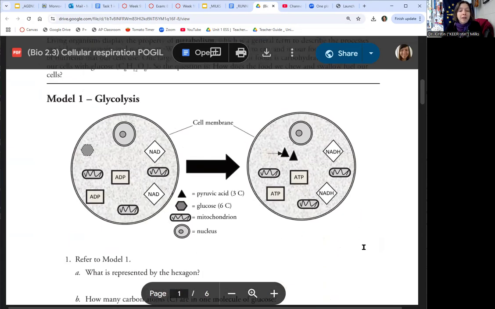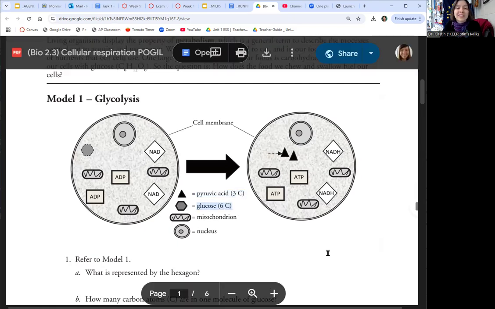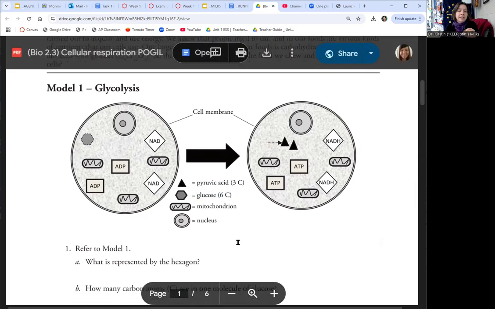So here is a model of glycolysis. And you'll see there are lots of different shapes here, lots of different arrows here. I wanted to show you that this molecule has 3 carbons. That's what it means by 3C. And in this case, glucose has 6 carbons. That's what it means by 6C. You'll see that some things are disappearing, some things are appearing, some things stay the same.